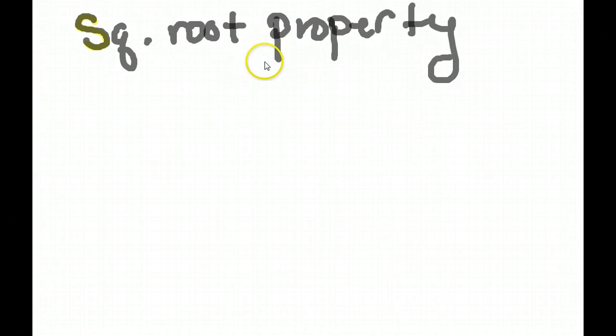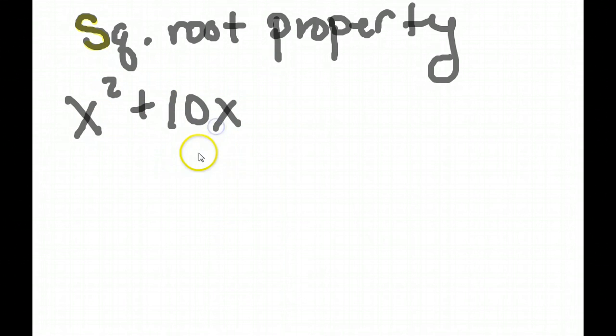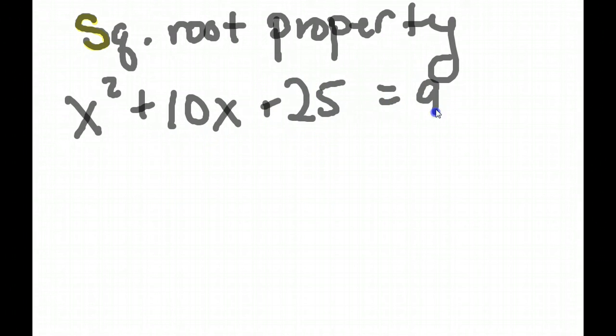So example 1 says solve x squared plus 10x plus 25 equals 49. What do you see about this problem? What do you notice? We're talking about square roots. They're all like squares. Well, yeah, 2 of them are. Well, 3 out of the 4 are squares. We have x squared, and we know 25 is a perfect square, and we know 49 is a perfect square.